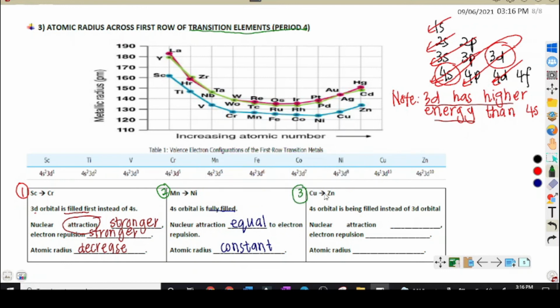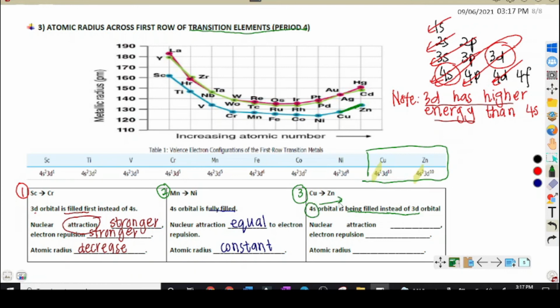The last one would be for copper to zinc. For copper to zinc, this is the trend: the atomic radius increases. And why is that? We're going to take a look at your valence shell. For copper and zinc, copper has 4s1, while zinc has 4s2 electrons, and the 3d is already fully filled with 10 electrons. So 4s is being filled instead of 3d.